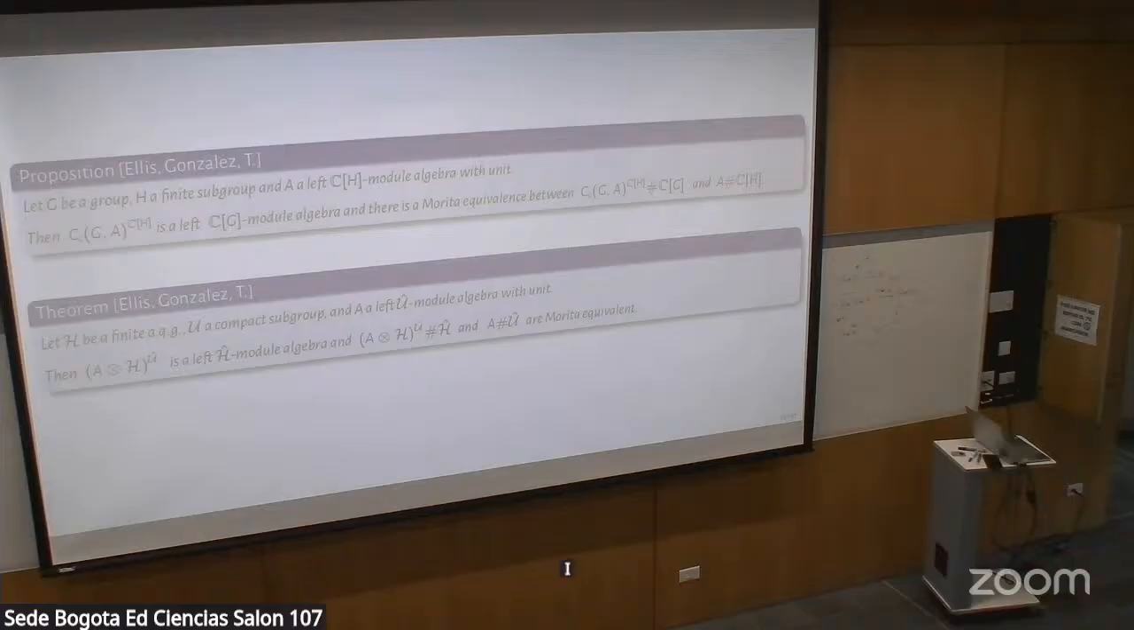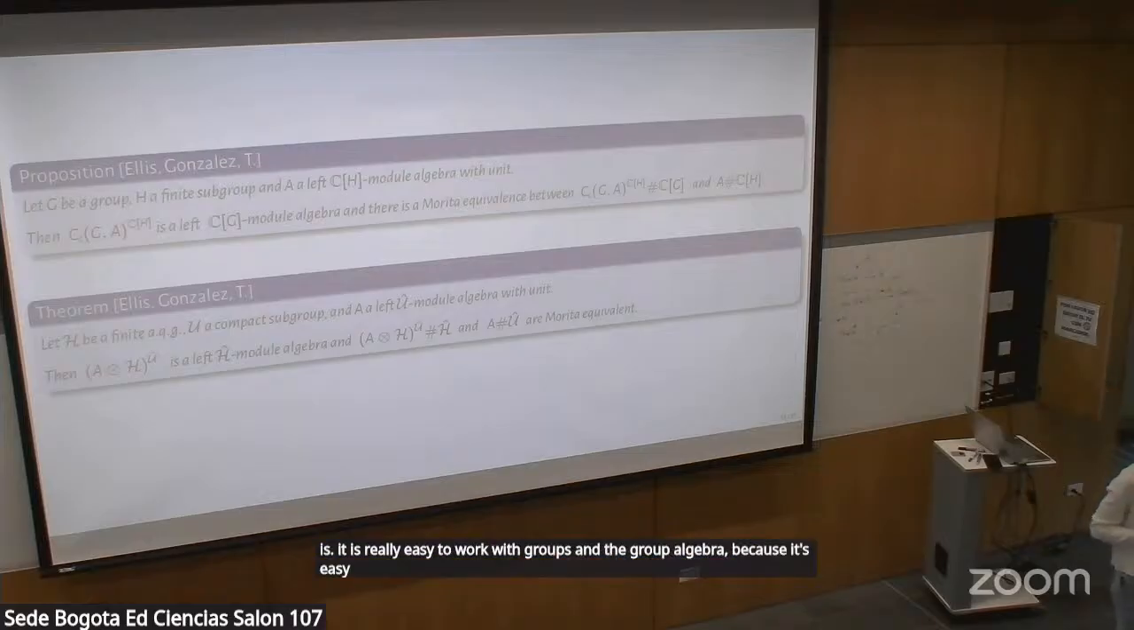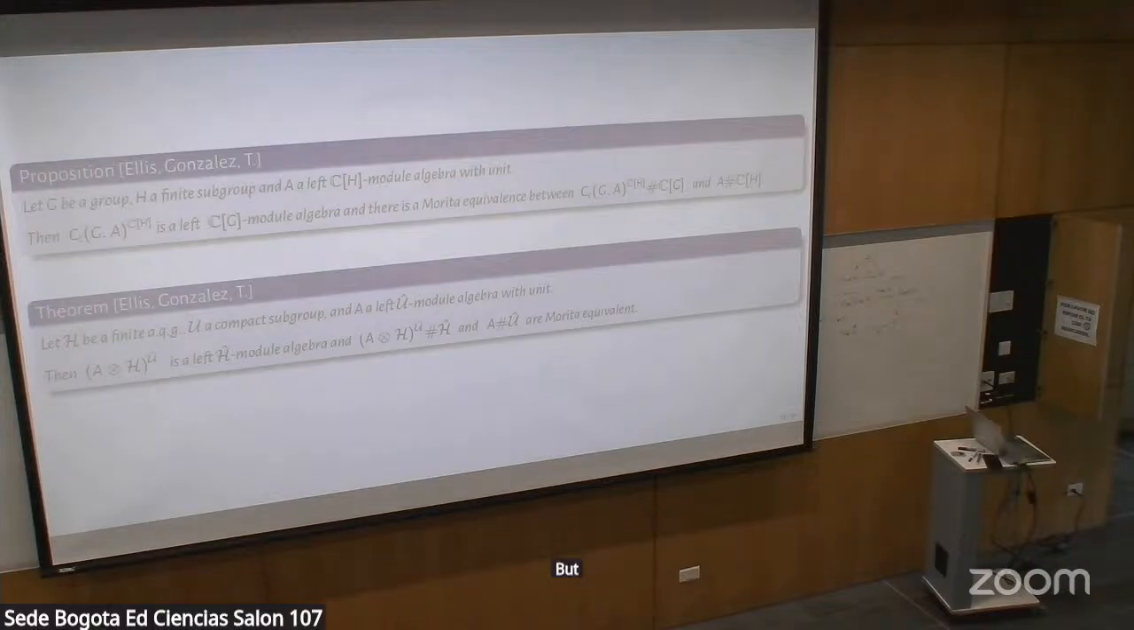I don't know. Haven't thought about it. It's really easy to work with groups and the group algebra because it's easy to define actions and coactions because of the complexification. But no, we didn't think about the structure of the group algebra. We didn't cover anything interesting on that.